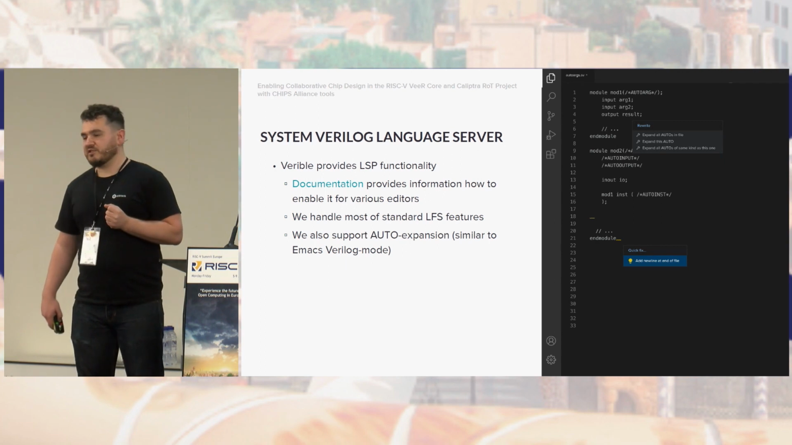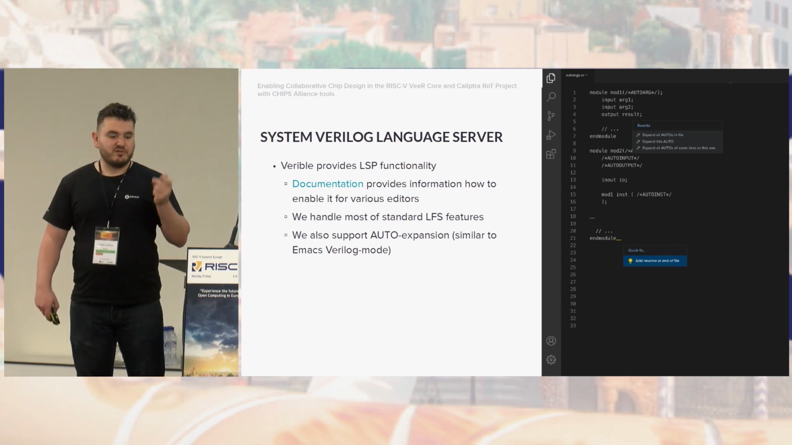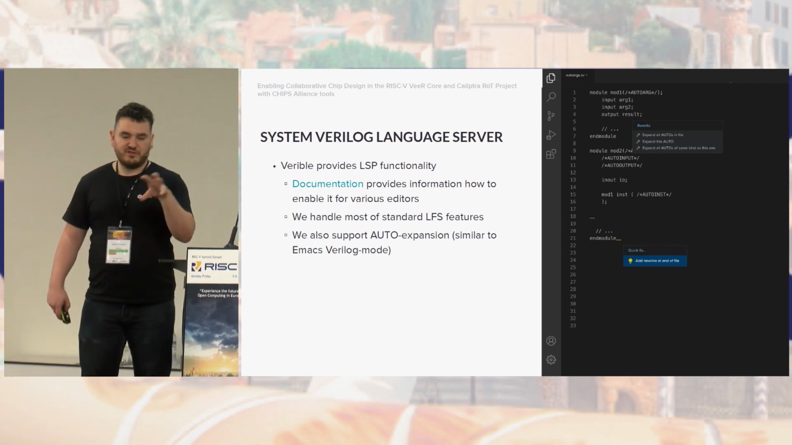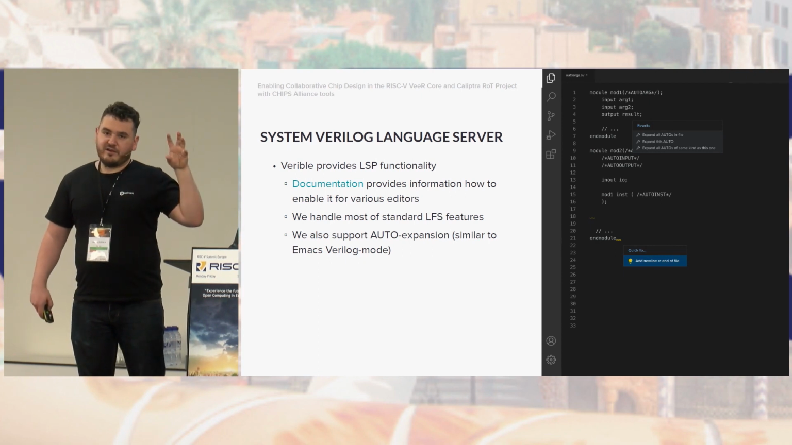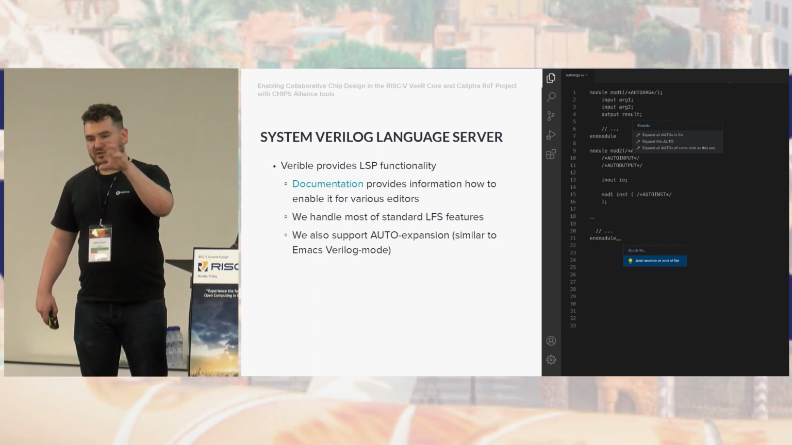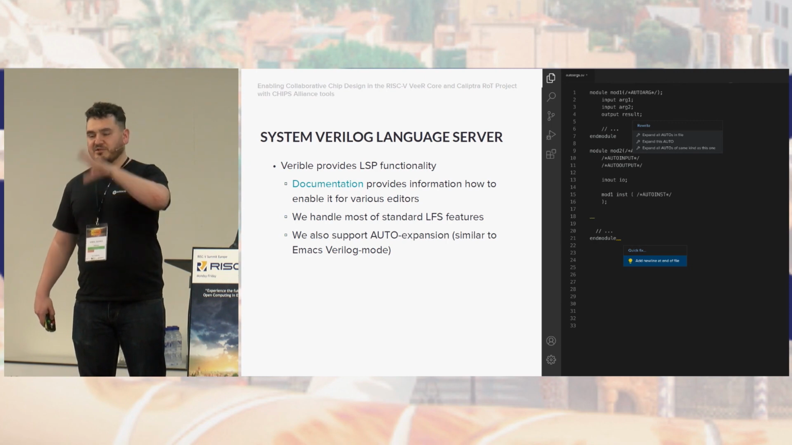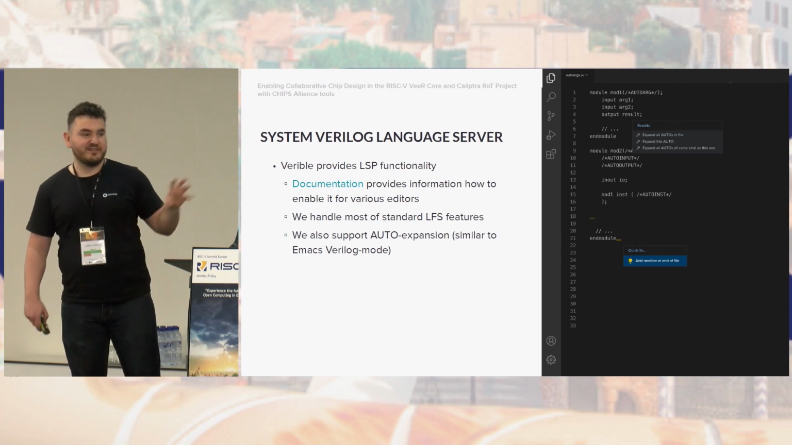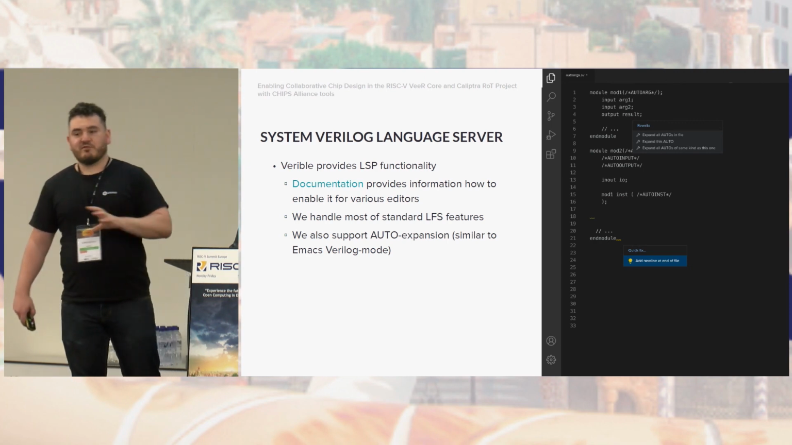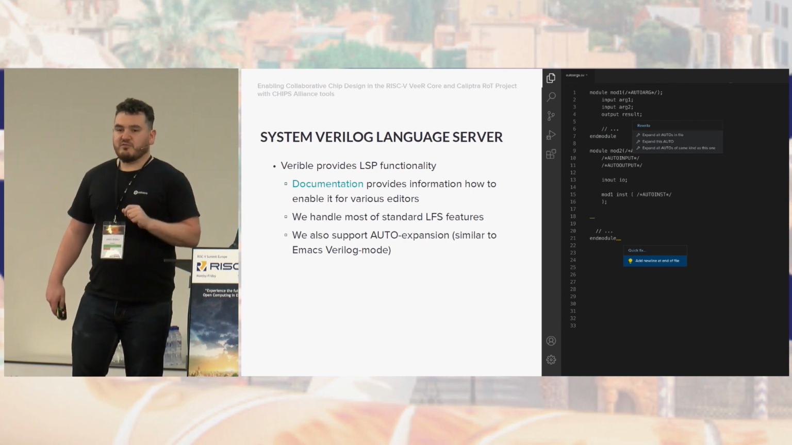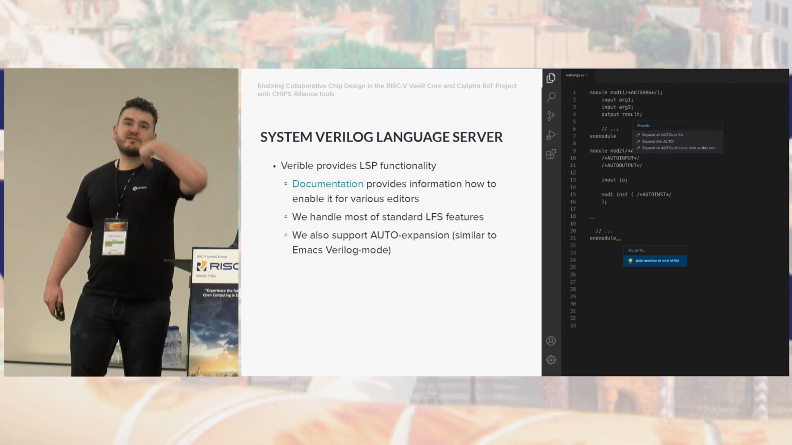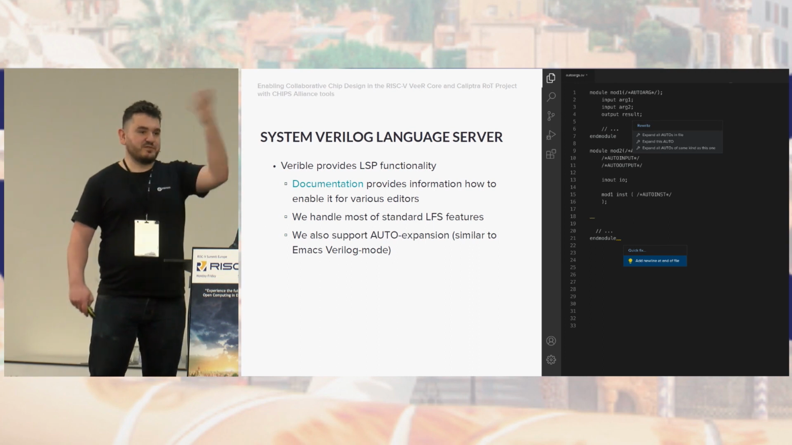We also have something like auto expansion. This is somewhat similar to Emacs Verilog mode. So basically, if you write Verilog code, that's one of the examples, often you have to write the same information twice, like in the module declaration and then below saying what is a wire, what is what, and what's not. So this will allow you to just write it below and then use auto expansion to fill up the module definition.